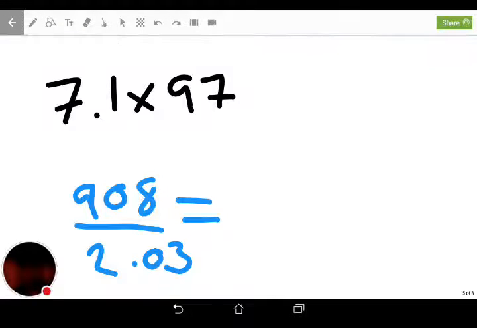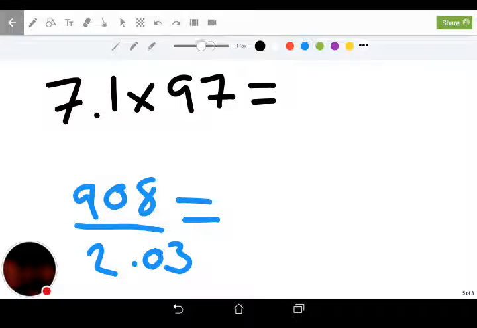I'll give you a couple of minutes to have a look at them. Remember to start by rounding. We have to round to one significant figure. We'll make our number as easy as we possibly can.